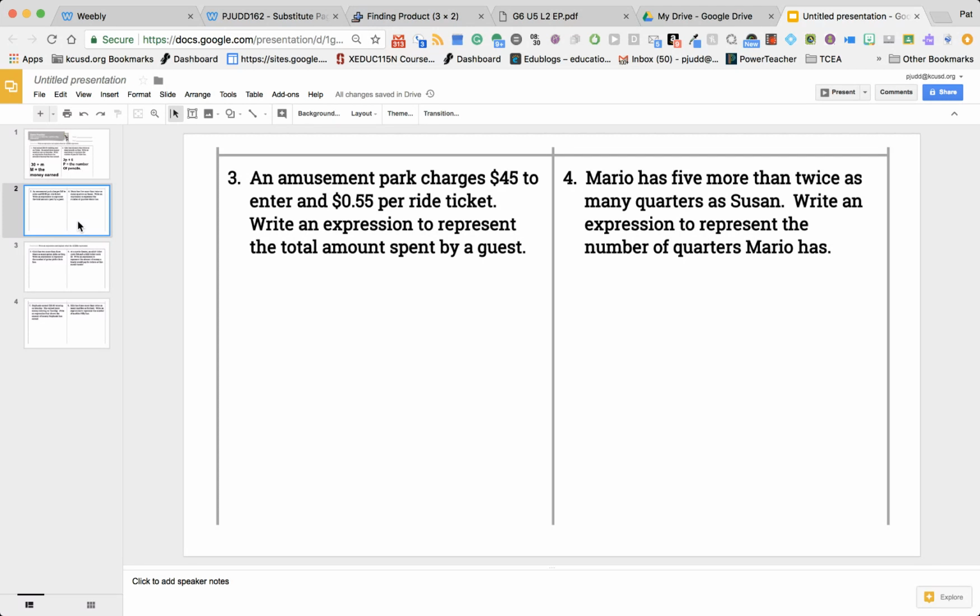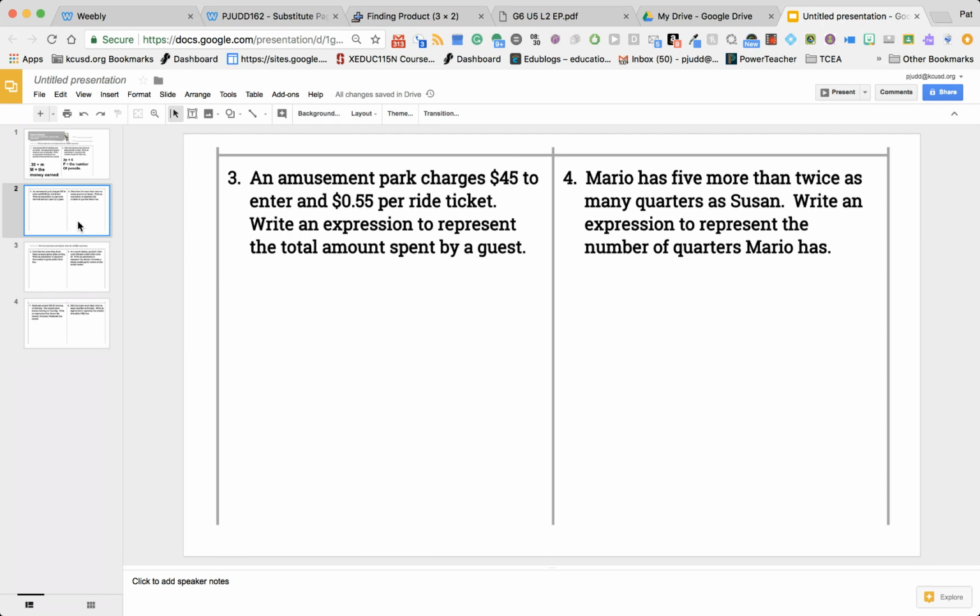You're going to do the same thing. Read first, number 3. Record your important information. Write your expression and what the variable represents. And then you're going to do the same thing with number 4. Read the problem. Write what this represents, the important information. Write the expression and what the variable represents. You have 2 problems that you're doing this time.